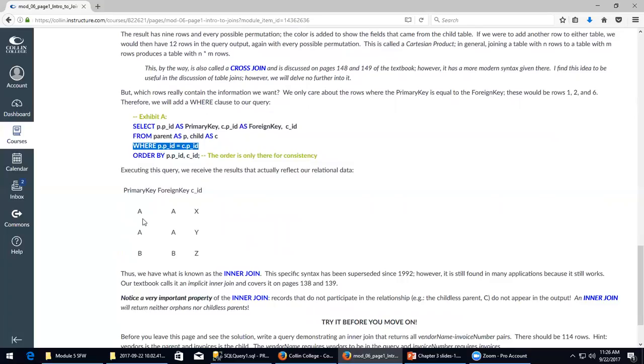I don't have to alias the tables. I could say where parent.pid equals child.pid. It's just a lot easier if you alias them. Only reason I do that is to reduce the amount of keys I have to hit. Questions?